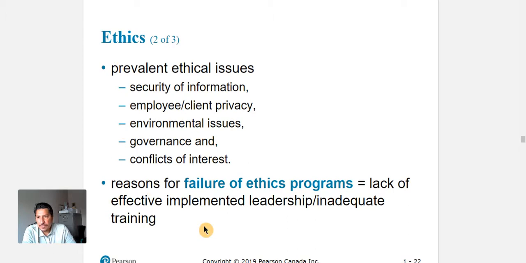Ethics, again, reasons for failure of ethics programs: lack of effective implemented leadership, inadequate training. Security of information, client privacy, environmental issues. So these are the code of ethics which human resource professionals talk about and then transfer to the employees.